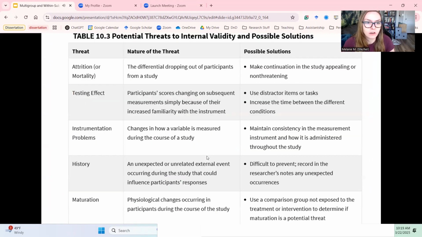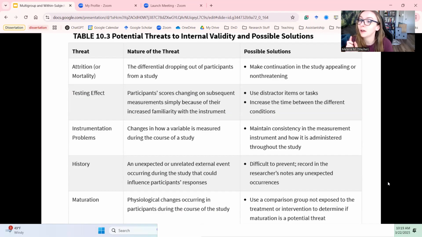This is something I took directly out of your textbook. I like it because it gives us a nice way to look at all of the different types of threats, what they are, and then possible solutions. This will be helpful as you think through your own research design as part of our proposal project. One of the things you'll do this week is think about potential threats and how you might solve that problem, or at least lessen it.